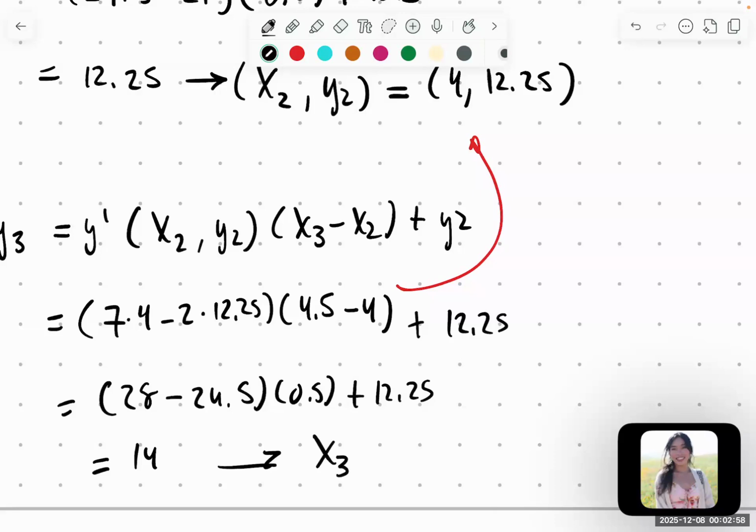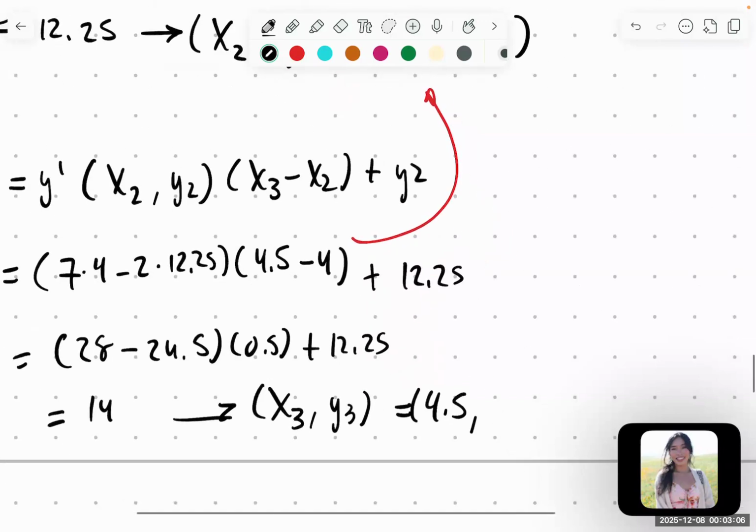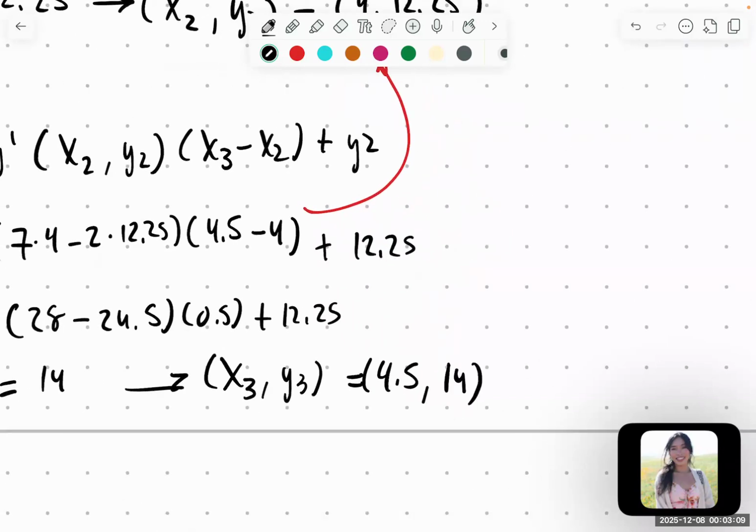So our x3, y3 is going to be 4.5, dash 14. And that's it. And this is how we use Euler's method to get a nice approximation.